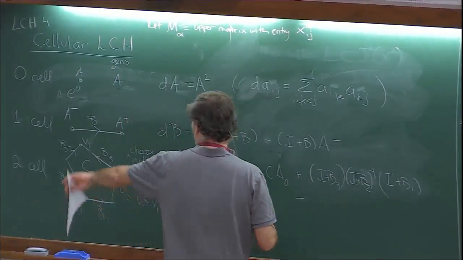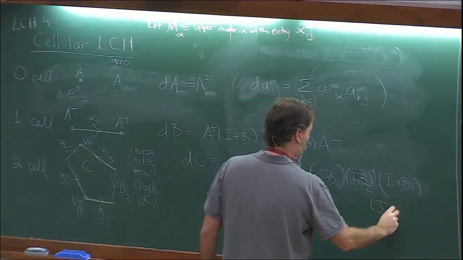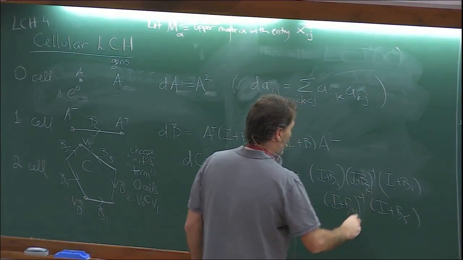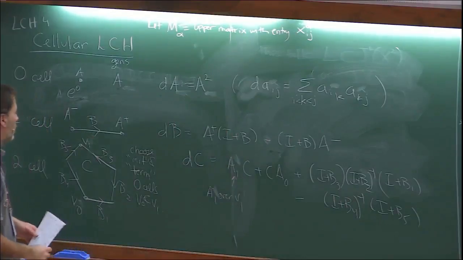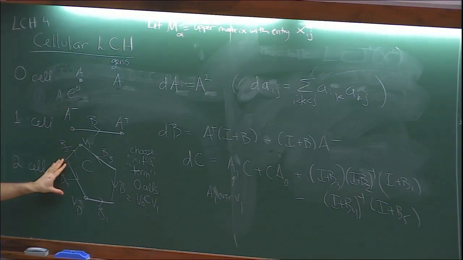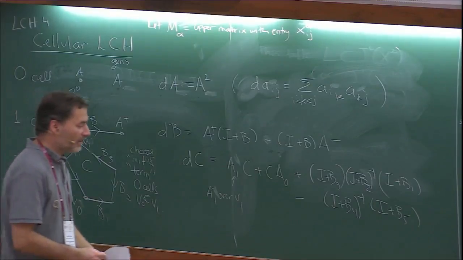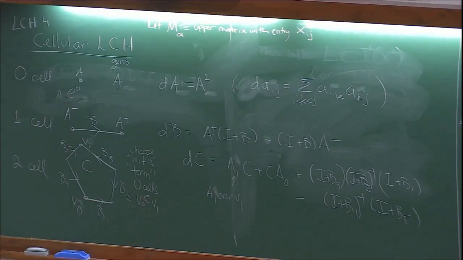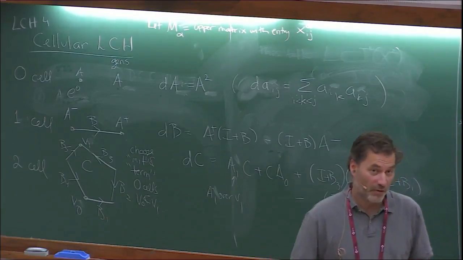Or you could go along this path. You would have I plus B5, I plus B4 minus 1. So this you're kind of supposed to think of as a differential. This is a chain map, and this is a chain homotopy between the two chain maps of the boundary. That's kind of the algebraic topology flavor of it. Okay, so that's kind of the differential.